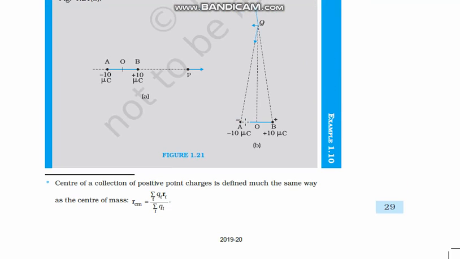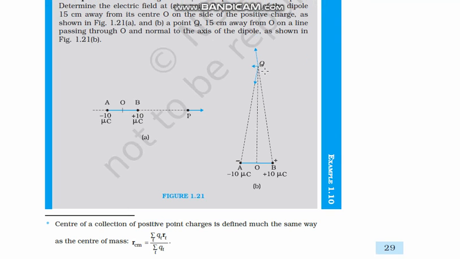Now let us solve this second case. Please remember the figure. This is point Q, A, B. The small distance between them is 5 millimeter. Half distance is 2.5 millimeter. This distance is 15 centimeter. This is the direction due to B, this is the direction due to A. This direction is due to A, this direction is due to B, and the net direction is this.